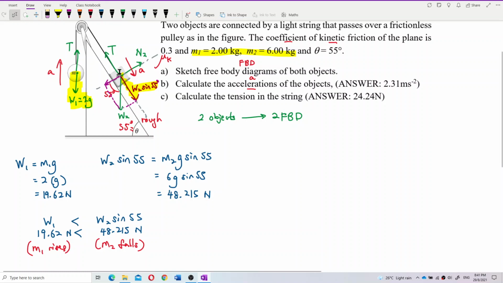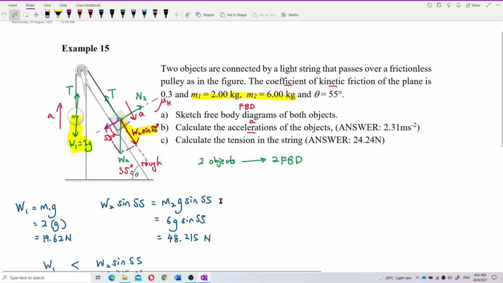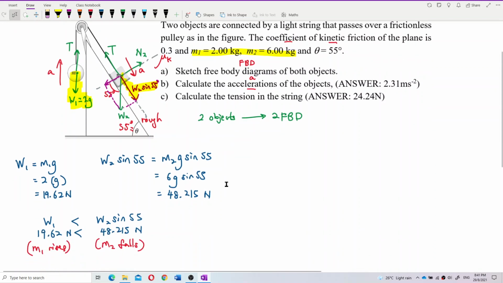Compare the weight 1 with the x component of weight 2. I got this x component is actually much bigger compared to weight 1. So this one should actually fall, and this one actually goes up. Okay, remember this. Now we got everything ready. So mass 1 rises, mass 2 falls. So this acceleration direction is correct already. This acceleration goes up, this acceleration goes down.